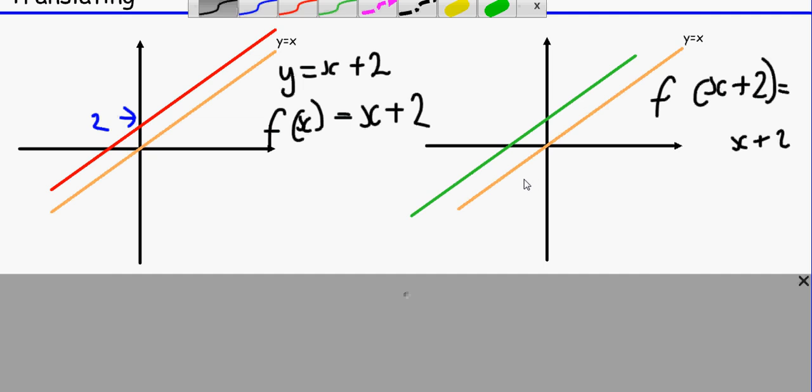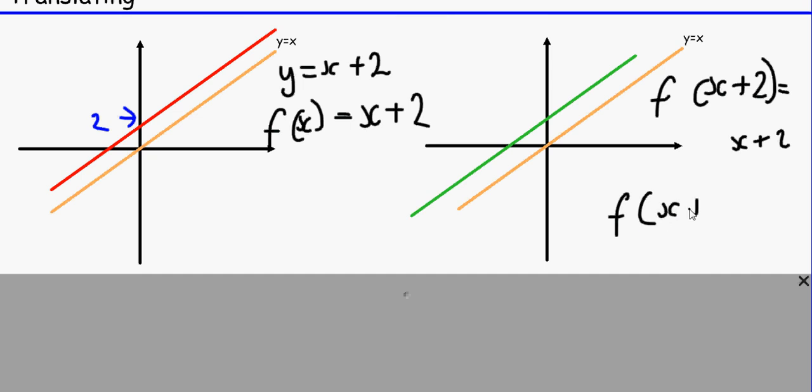It sounds baffling, but all you need to remember is that whenever you have an operation with the x, so for example plus or minus, it does the opposite. So if we have f of x minus 3, it would move 3 places that way.